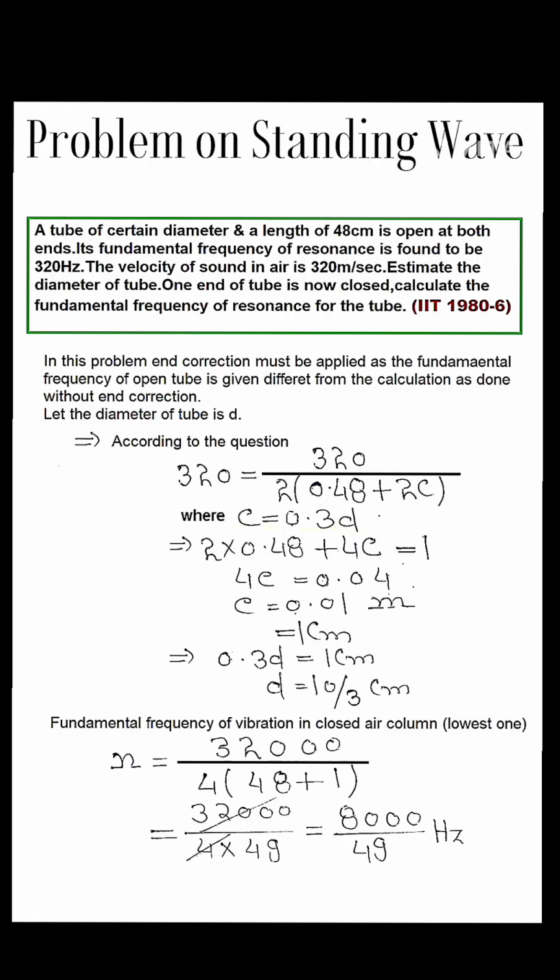In the problem shown here, the fundamental vibrational frequency of air within an air tube open from both sides is given. Its length of 48 cm is also given. The key point in this problem is that we have to apply end correction, as when we calculate the fundamental frequency without end correction, it comes out different from the given fundamental frequency in the question. With end correction, when we calculate the fundamental frequency and equate it to the given fundamental frequency of 320 Hz, we get the diameter of the tube.